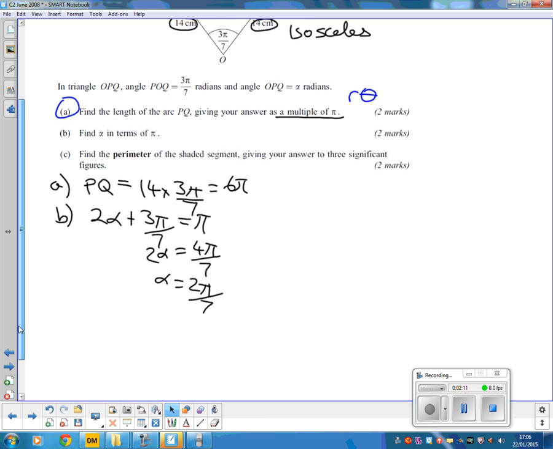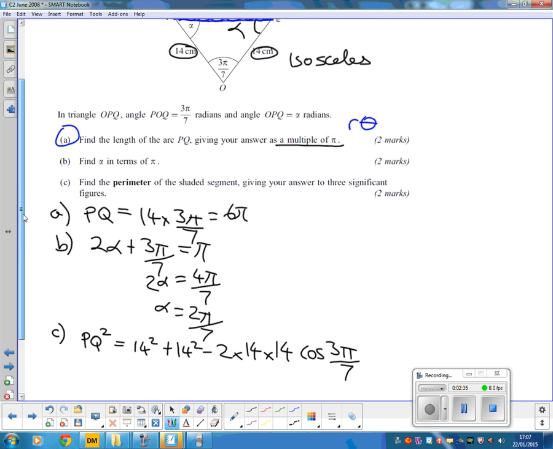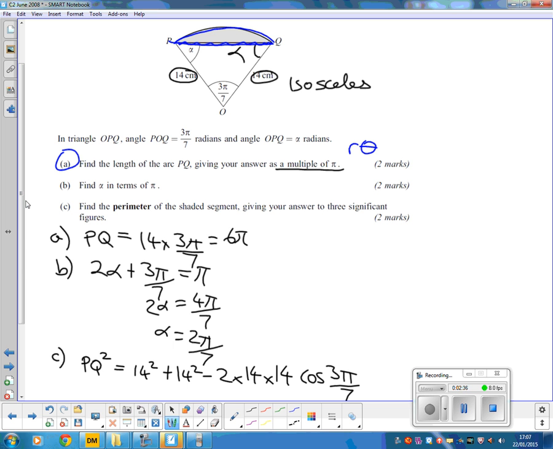So, using the cosine rule to find the straight edge. This time we're doing the straight version of PQ. So PQ squared is 14 squared plus 14 squared minus 2 times 14 times 14 cos 3 pi over 7. This is going to work as long as our calculator is in radians mode. Remember, for the cosine rule we need 2 sides and the angle in between, a little bit like a C.